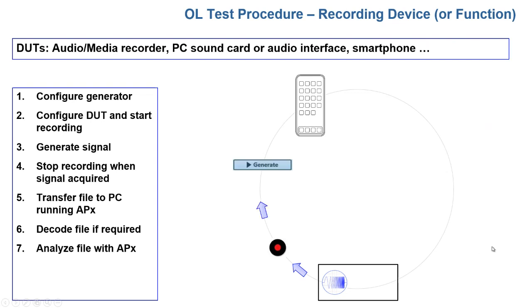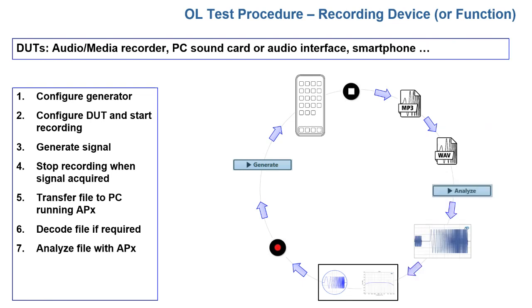We generate the signal on the analyzer. We stop the recording when the signal has been acquired. We save a file and transfer it to the PC running the APX software. We may have to decode it, and then we analyze the file with the APX software.